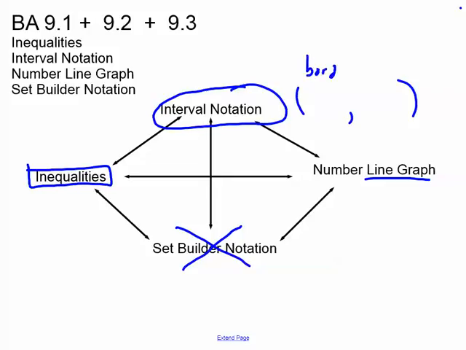Border on the left, border on the right. Do we include the border or not? If we don't include the border, we put a round bracket, and put a comma between them. And that's what our interval notation in general would look like.